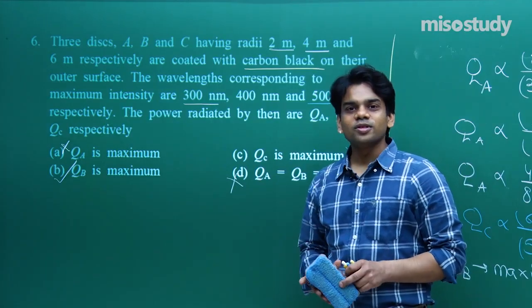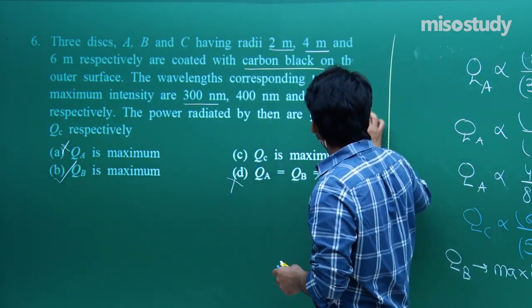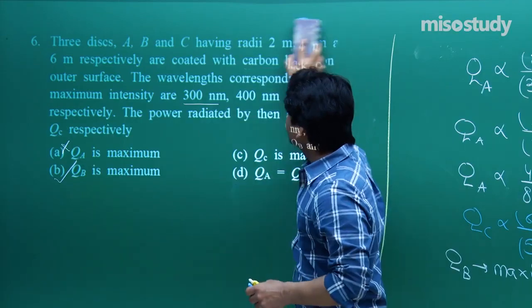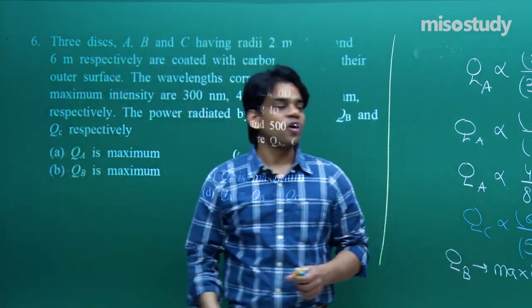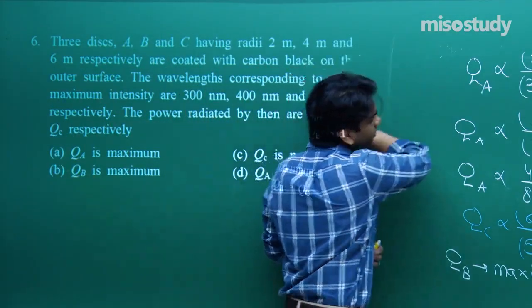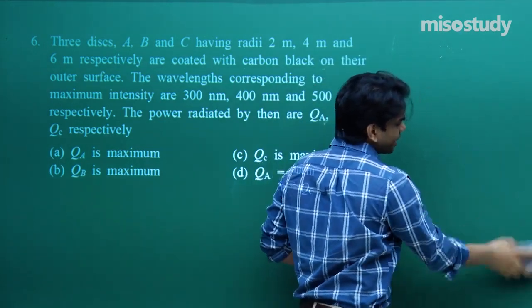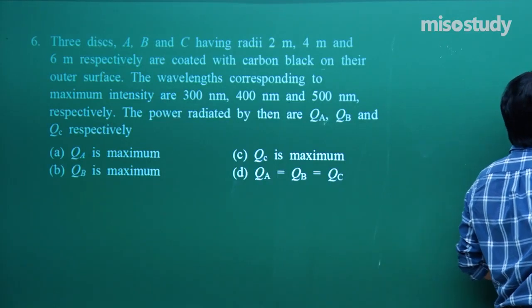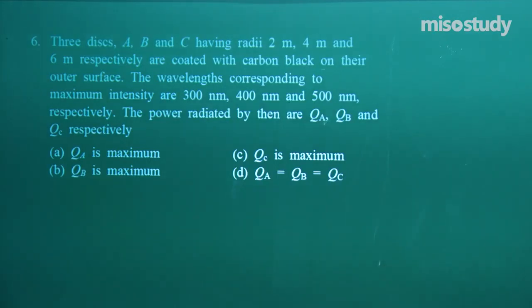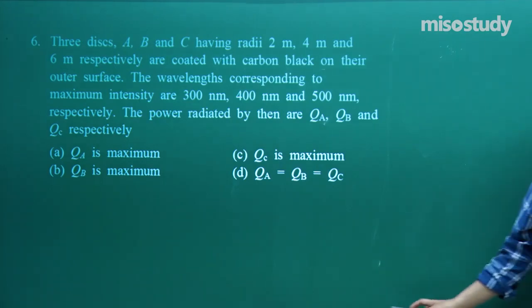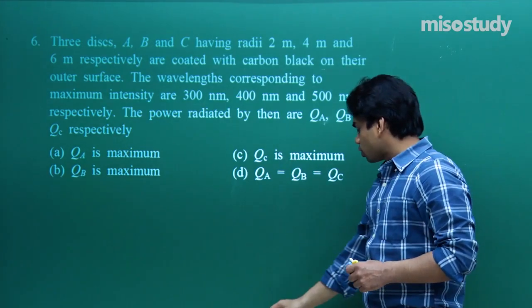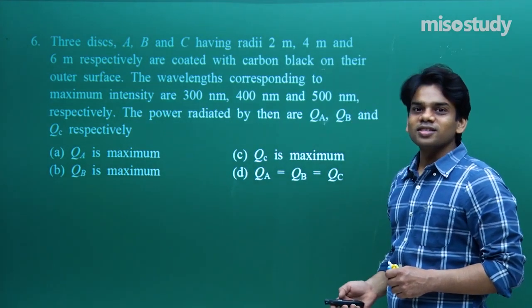Here we have used both the laws, Stefan-Boltzmann law and also Wien's displacement law. We have used both the concepts in this one question. Pretty interesting question. We need to find which one is maximum, so we'll find the proportionality and we'll proceed in this way. So after practicing this, let's go with the next question of the class.